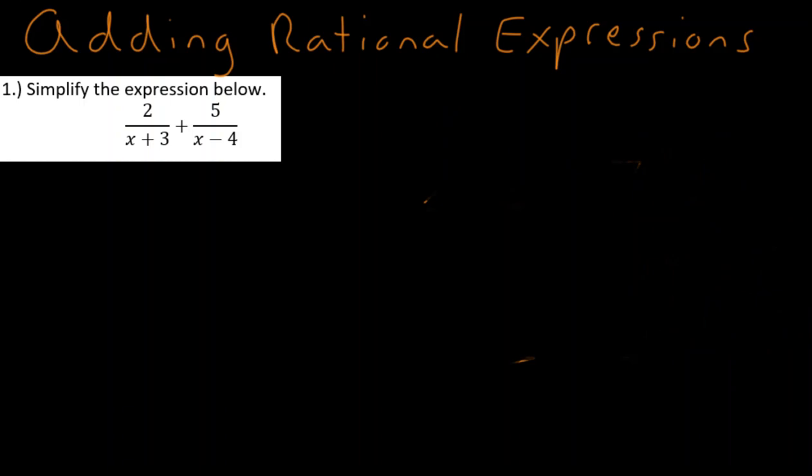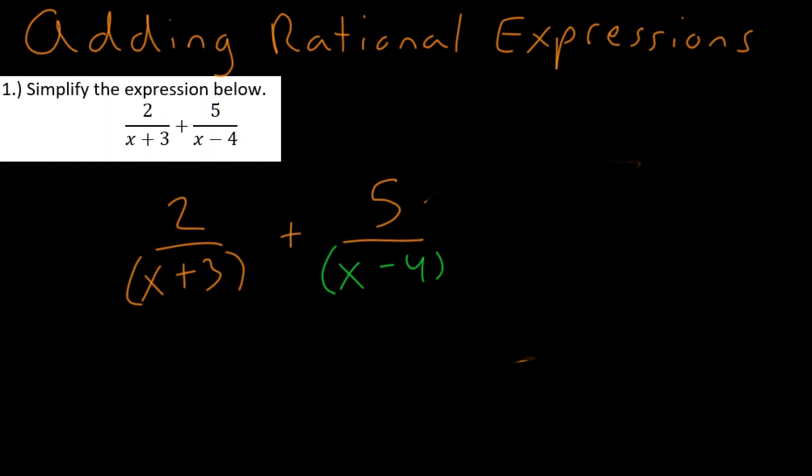Okay, so let's write out our initial problem. We have 2 over x plus 3 plus 5 over, and let me switch up colors here, x minus 4. Okay, so why did I do that? Well, we know for a fact that we do not have common denominators. These two things are distinctly different.